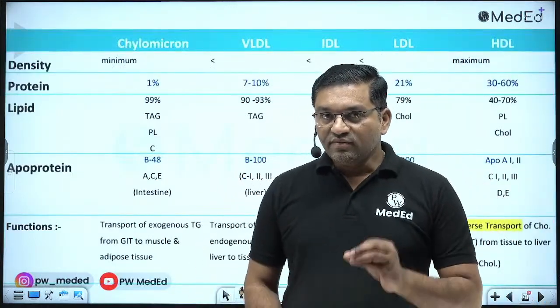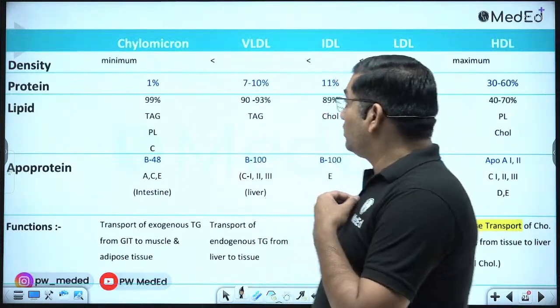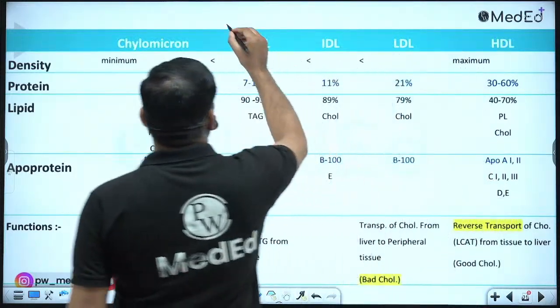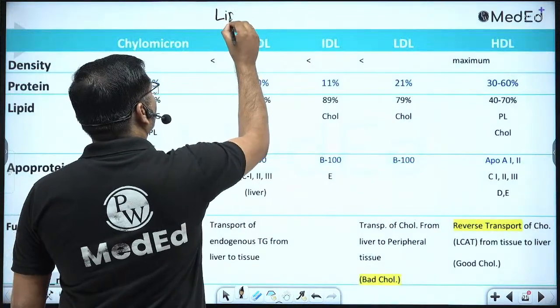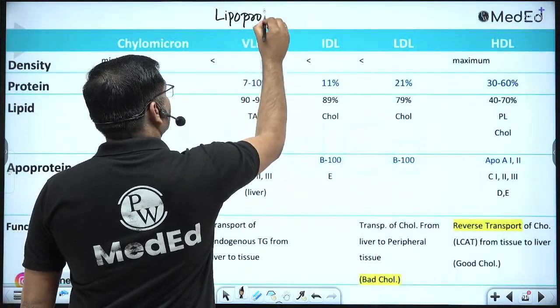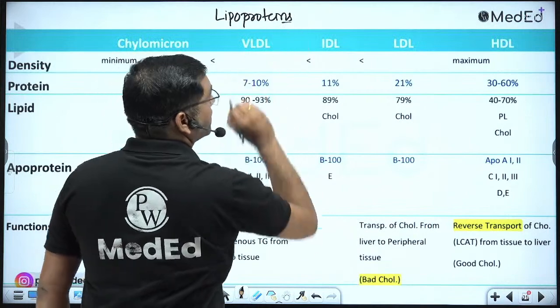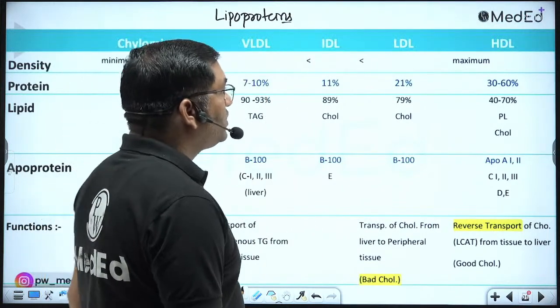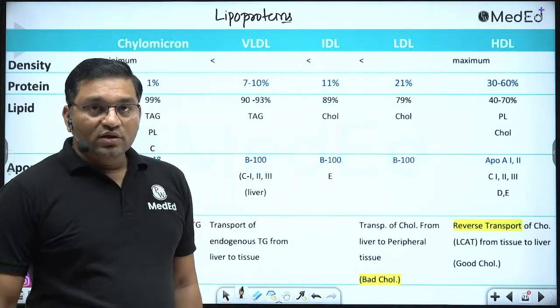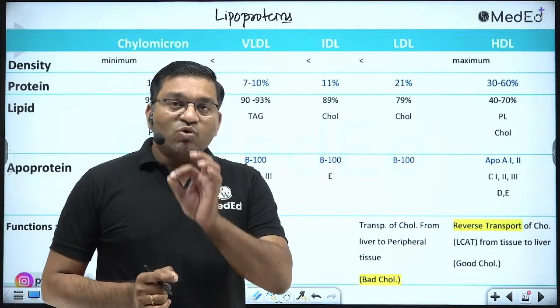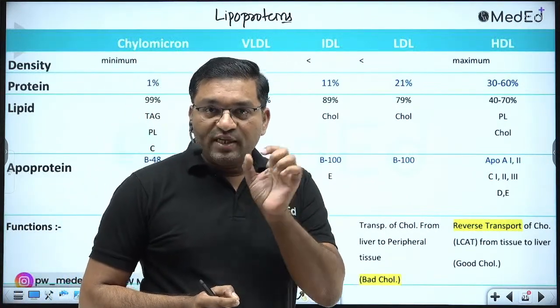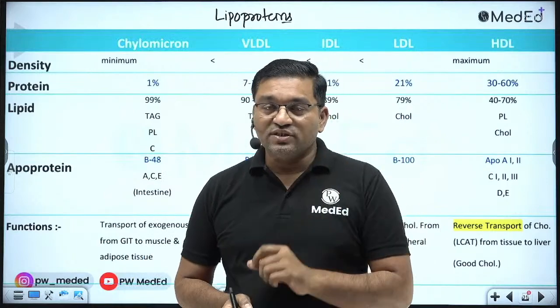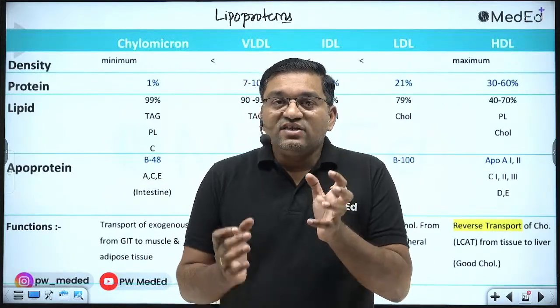So these are the different types of hyperbilirubinemia. Okay. Now coming to the lipoproteins. So this is again an important topic, lipoproteins and disorders. Now see, lipoprotein is lipid plus proteins. So there is a problem of carrying the lipids.